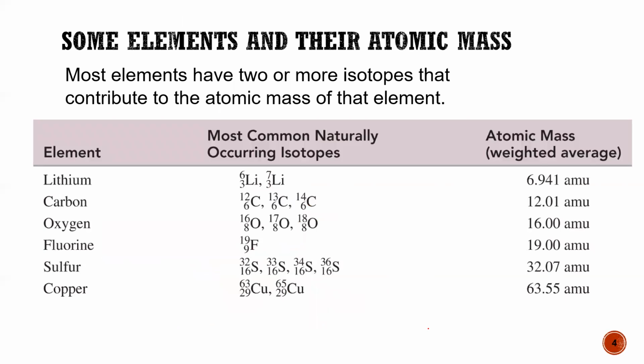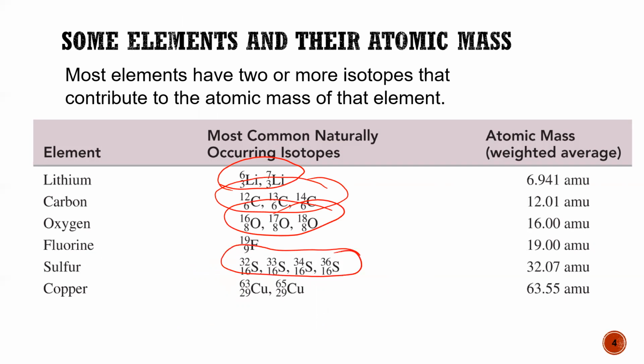So again, the number of isotopes is determined by nature. And we see when we're looking at it, in this example, lithium has 2, carbon has 3, oxygen has 3, sulfur has 4. And then we can take those averages and we can come up with what you actually see on the periodic table as an average atomic mass.